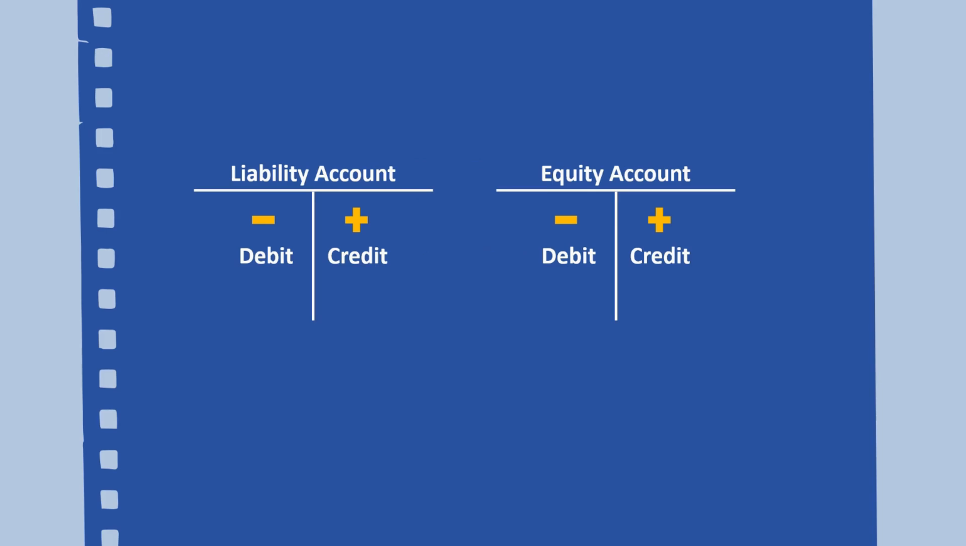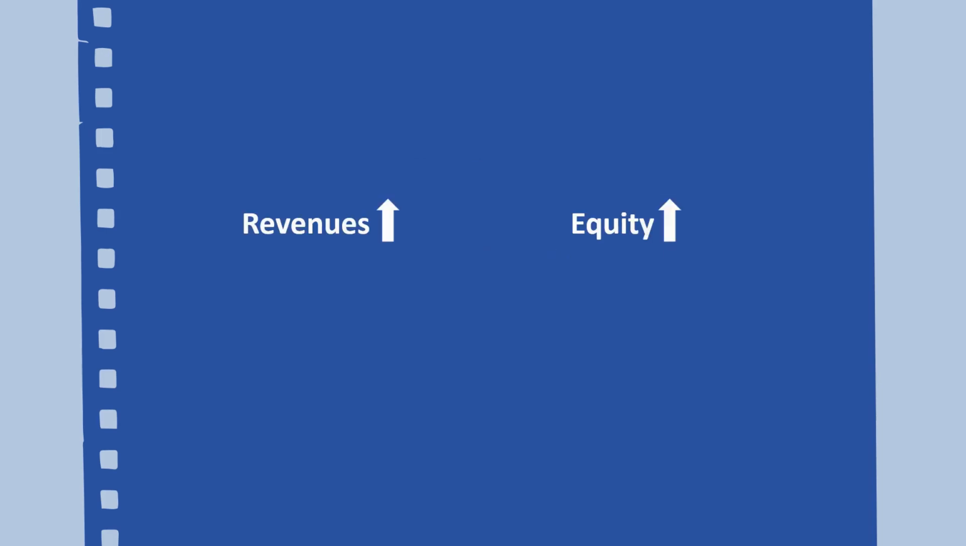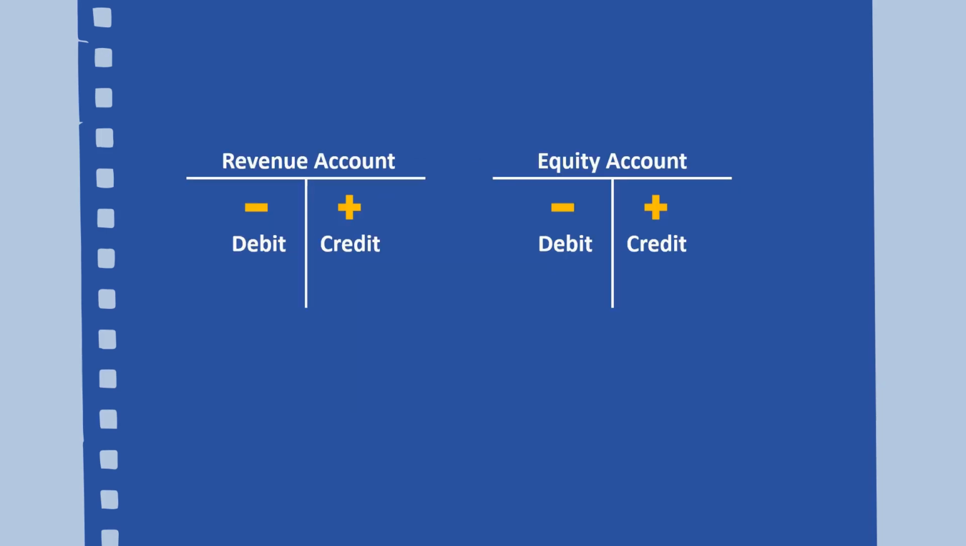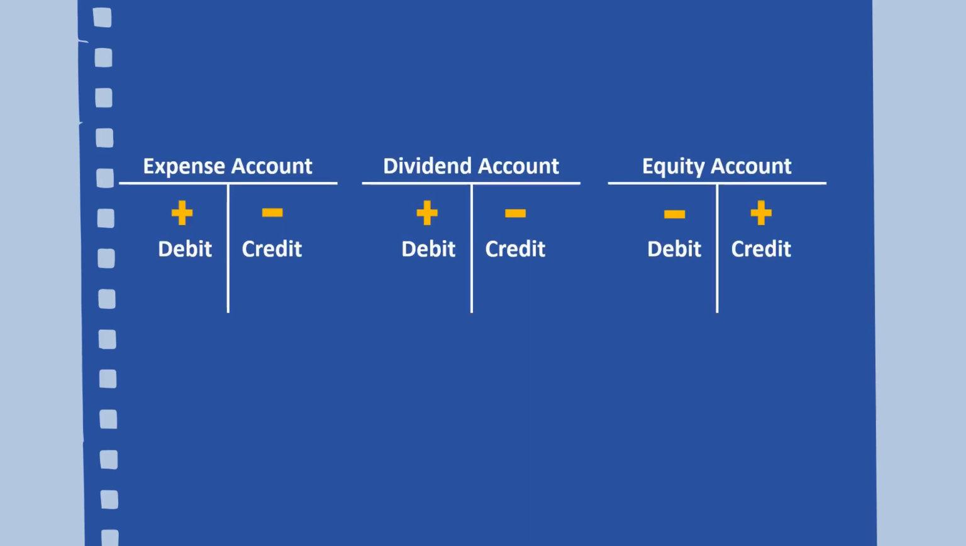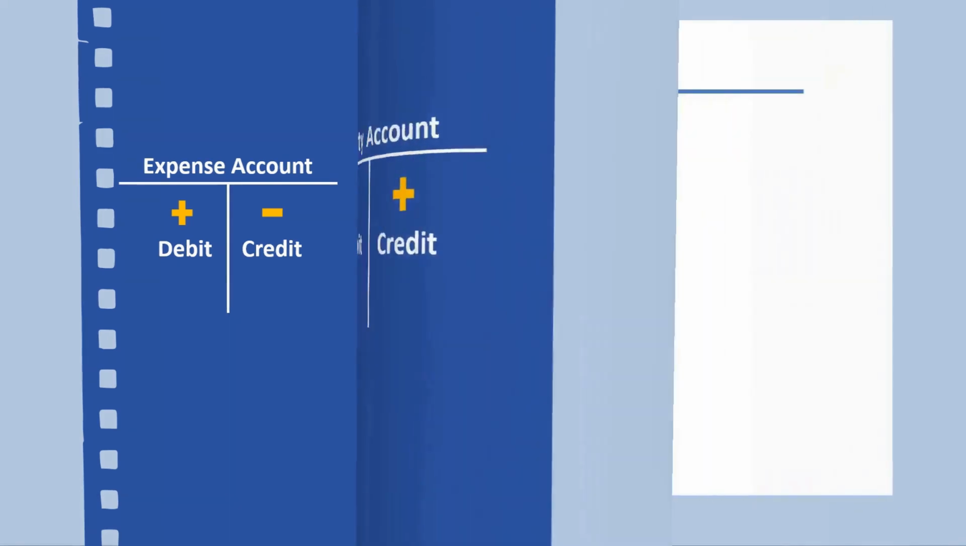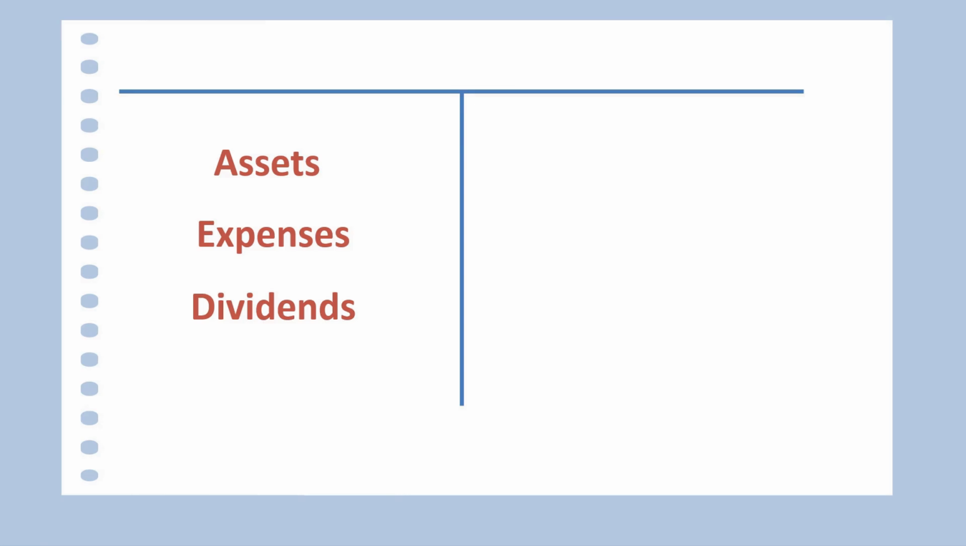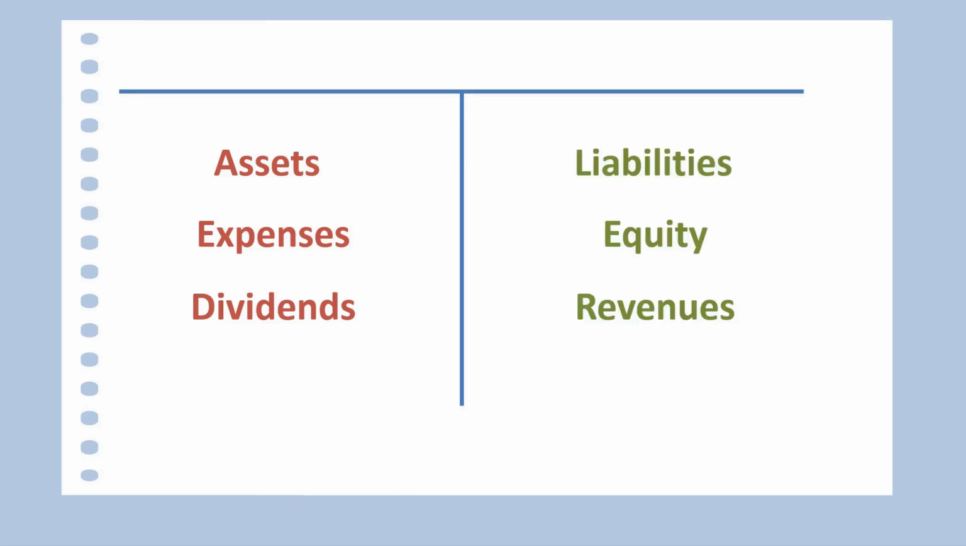When it comes to revenues, they increase equity. So they follow the same rule as equity, increasing with credits and decreasing with debits. Expenses and dividends, however, reduce equity, so they do the opposite, increase with debits and decrease with credits. All right, time to wrap it up. Assets, expenses, and dividends increase with debits, while liabilities, equity, and revenues increase with credits.